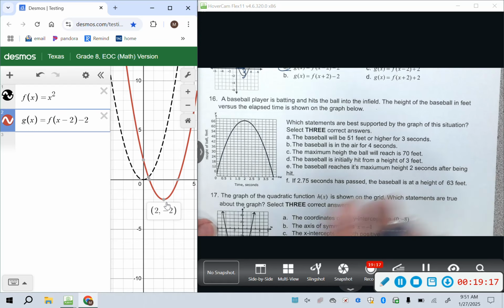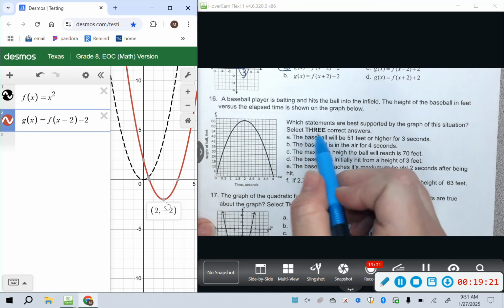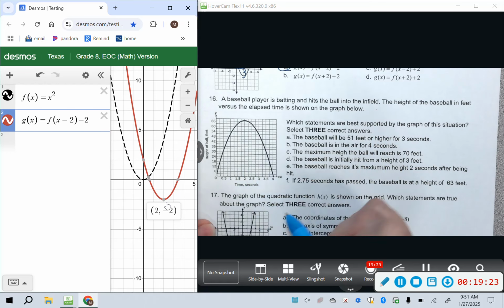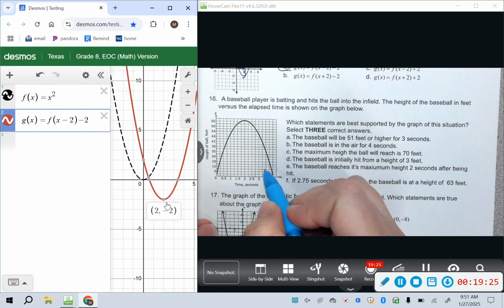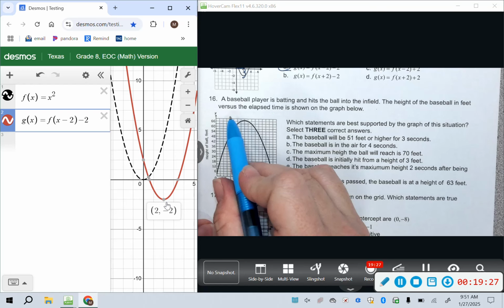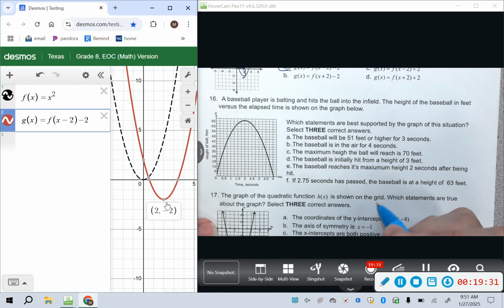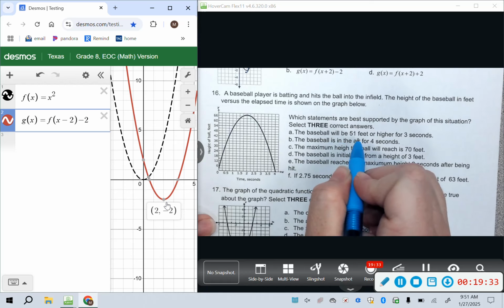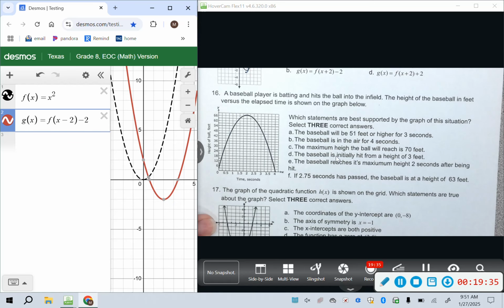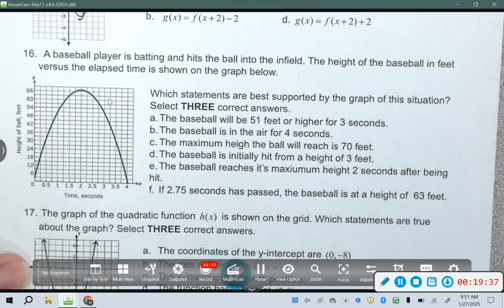Okay, let's look at 16. So 16 says which statements are best supported by the graph. We're talking about a baseball player who is batting and hits the ball into the infield. The height of the ball is in feet versus the elapsed time shown on the bottom. So this is seconds, this is feet. And it says the ball will be 51 feet or higher for 3 seconds. So let's see where it's 51 feet.